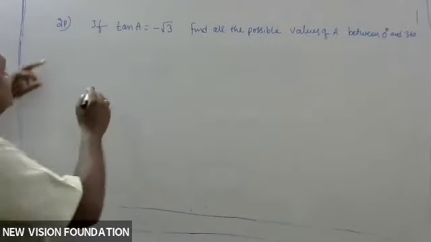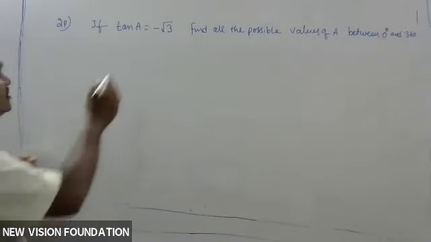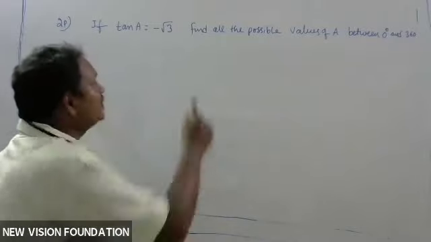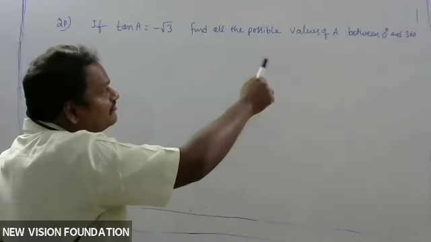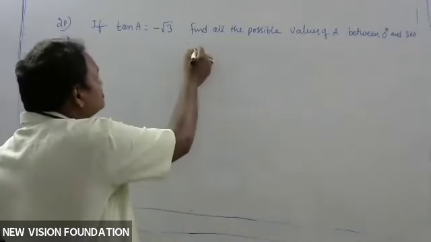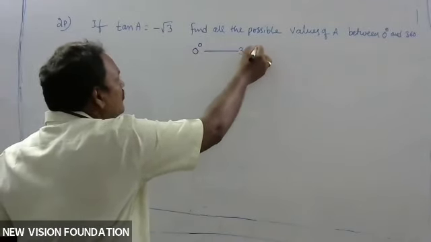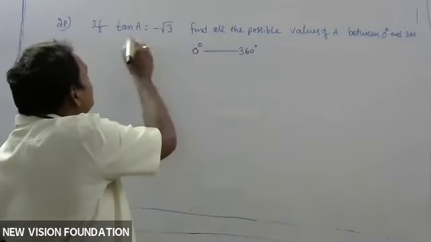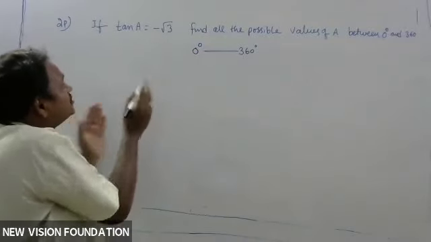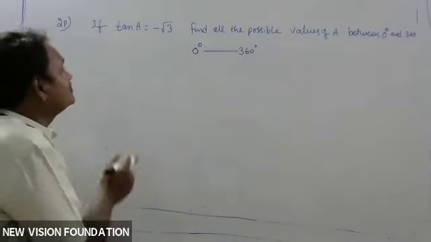Now, my dear students, the second problem: if tan A is equal to minus root 3, find all possible values of A between 0 degrees and 360 degrees. Now, from 0 degrees to 360 degrees, what are the angles that will give you tan A as minus root 3? That is precisely this problem.